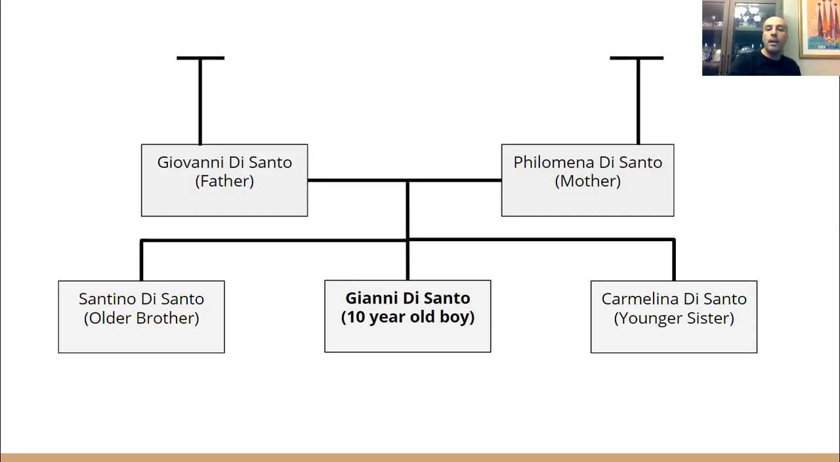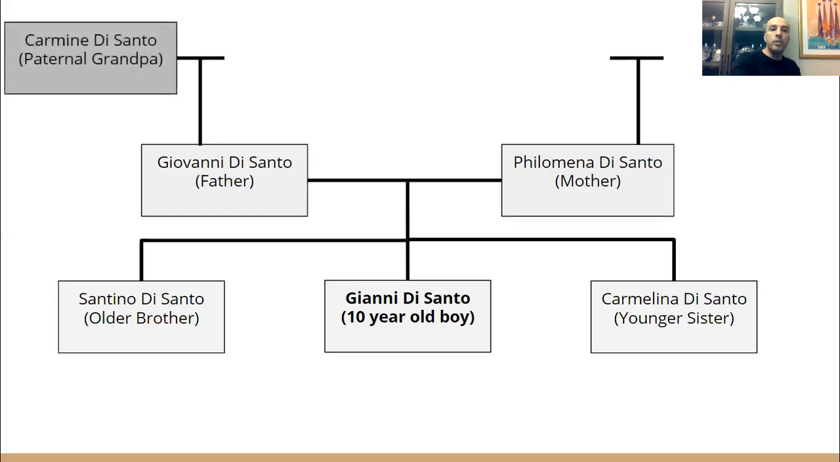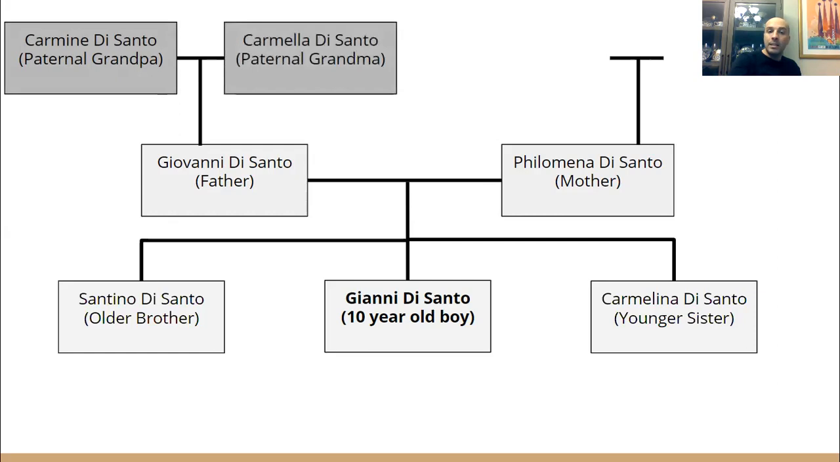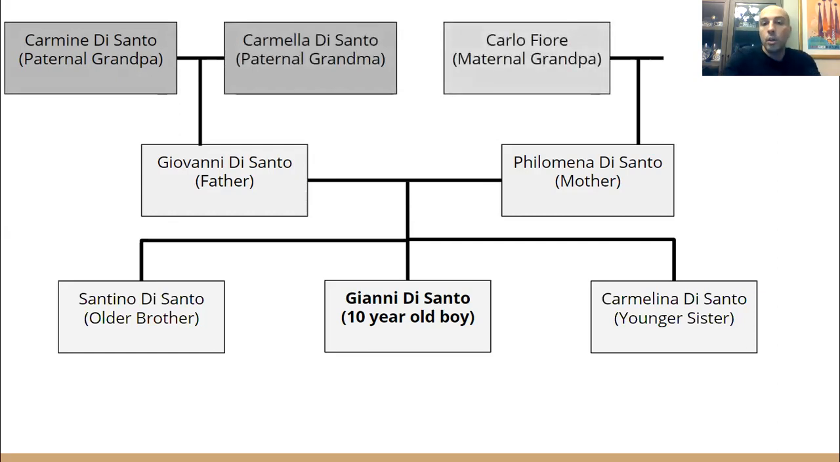So I said, I'm going to actually also create Gianni's grandparents, both his paternal grandparents, which means they're his grandparents on his dad's side, and his maternal grandparents, which means they're his grandparents on his mom's side. So there's Carmine De Santo, his paternal grandpa, Carmela De Santo, his paternal grandma, Carlo Fiore, who is his maternal grandpa, and Giovanna Fiore, who is his maternal grandma.